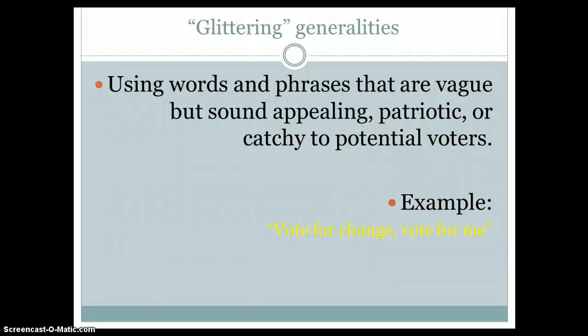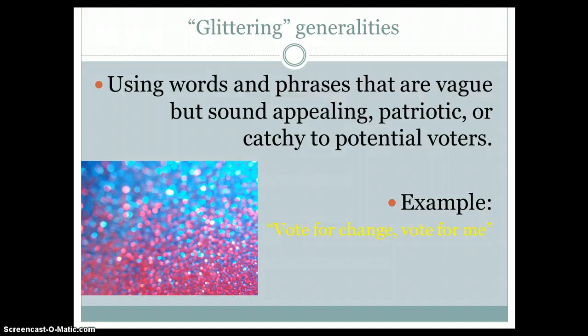Okay. Our last one is glittering generalities. So hold on. Glitter. Fabulous. Alright, so it's when you're using words and phrases that are vague but sound appealing, patriotic, or catchy to potential voters. So President Obama, when he was running in 2008, many would categorize his hope and his pictures, which is at the top of your note sheet, with that. Okay, that's kind of a glittering generality. Or change you can believe in, things like that. And the example here, vote for change, vote for me. Alright. And the last little thing, just hopefully, the sparkling tiara.